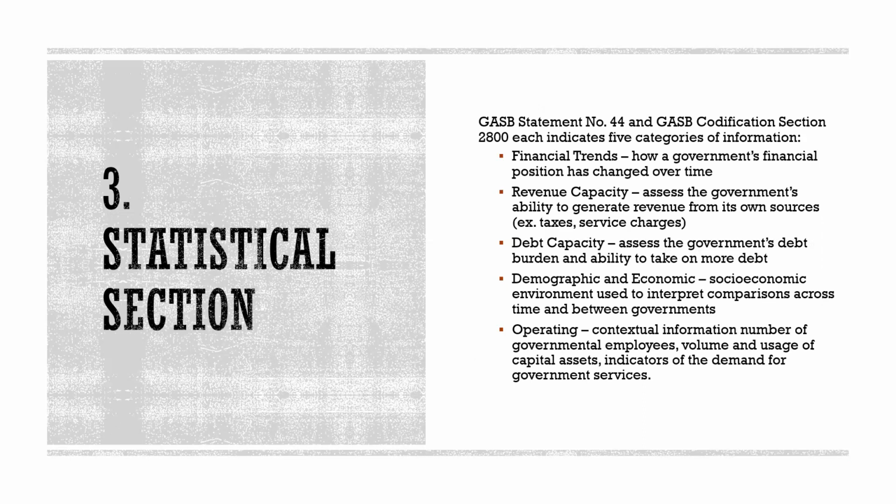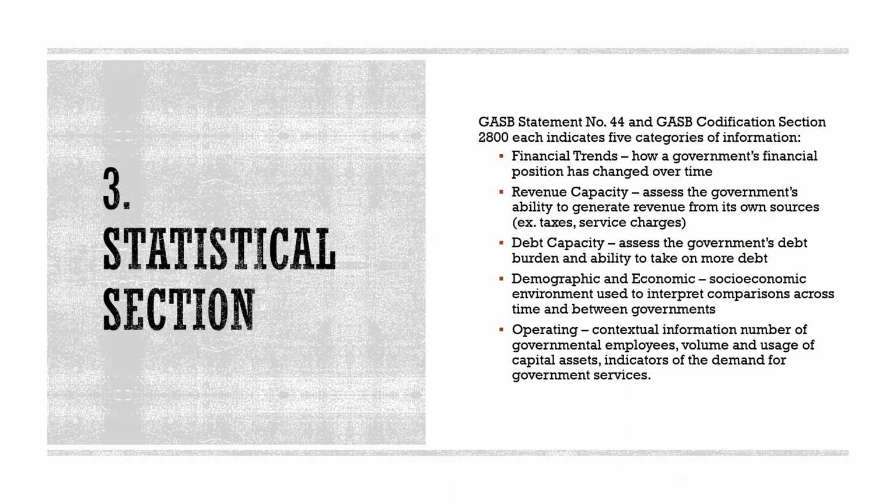So within that statistical section, kind of what I was just talking about there, if you look at GASB statement number 44 or GASB codification section 2800, I believe that's what page 46 in your book is going to tell you, it is the GASB codification section 2800. It's going to indicate 5 categories that have to go into this statistical section, right?